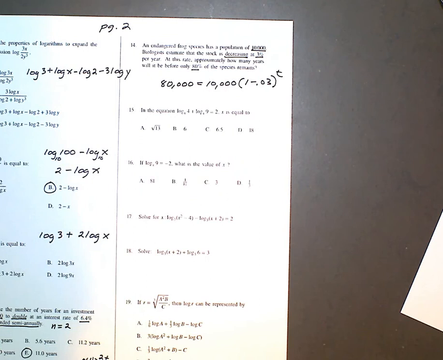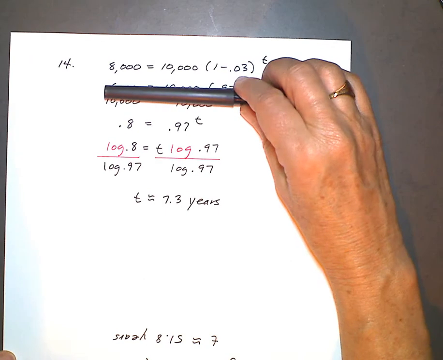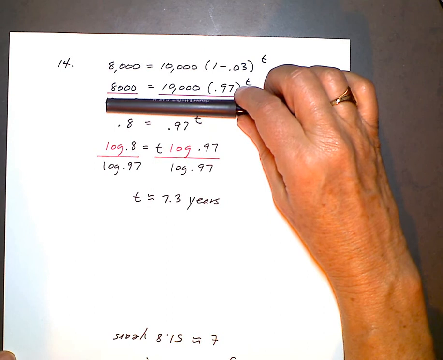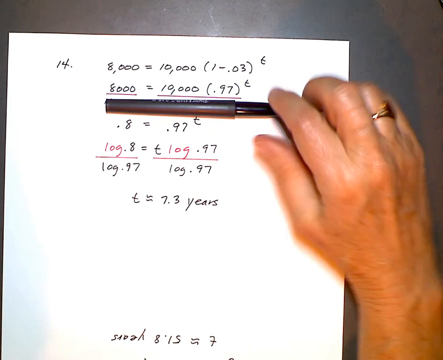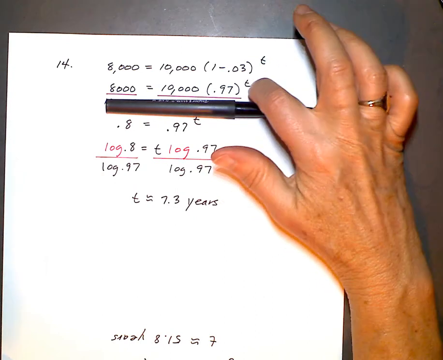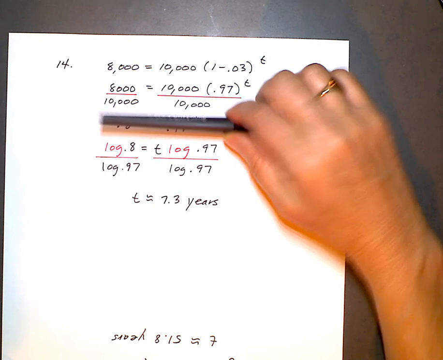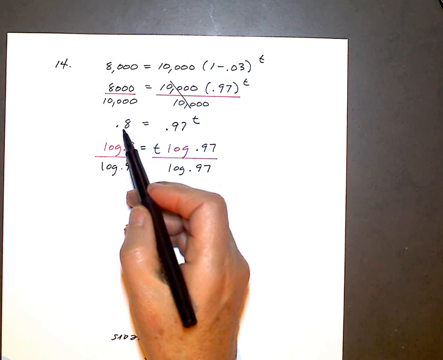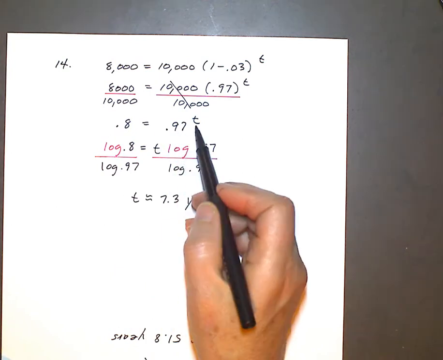So I've done that one on separate paper. I start off like this, and I'm going to simplify. 1 minus 3% is 97%. So at the end of each year, you have 97% of what you started with. So I want to isolate this exponential term, and I'm going to end up having to bring that t down. So I divide both sides by 10,000, and I get 80%, 0.8 on the left, is equal to 97 hundredths to the power of t.